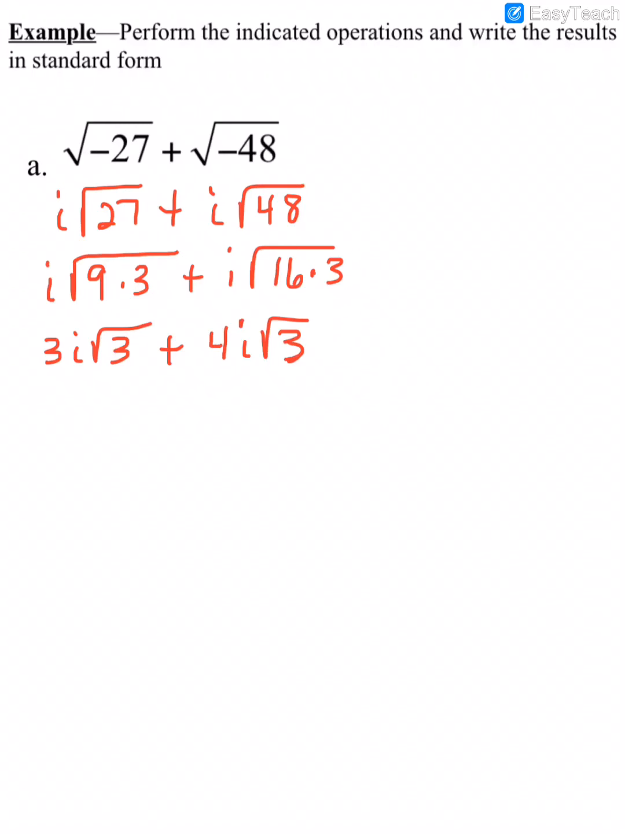Okay, remember when we are adding or subtracting radicals, as long as the stuff on the end looks the same, i square root of 3 and i square root of 3, we can add the coefficients or the numbers in front. So the stuff on the end stays the same, we just add the numbers in front. 3 plus 4 is 7, so that's 7i square root of 3, and that's my answer.